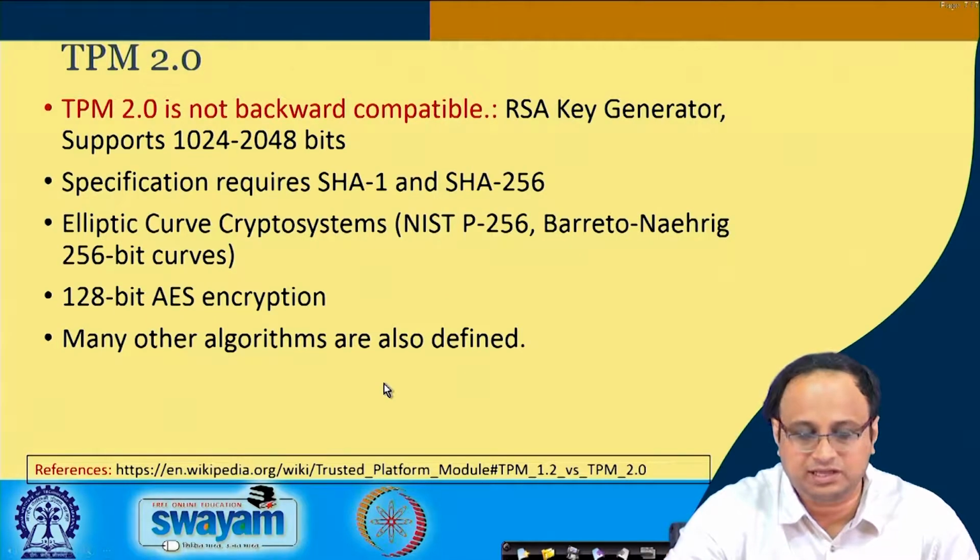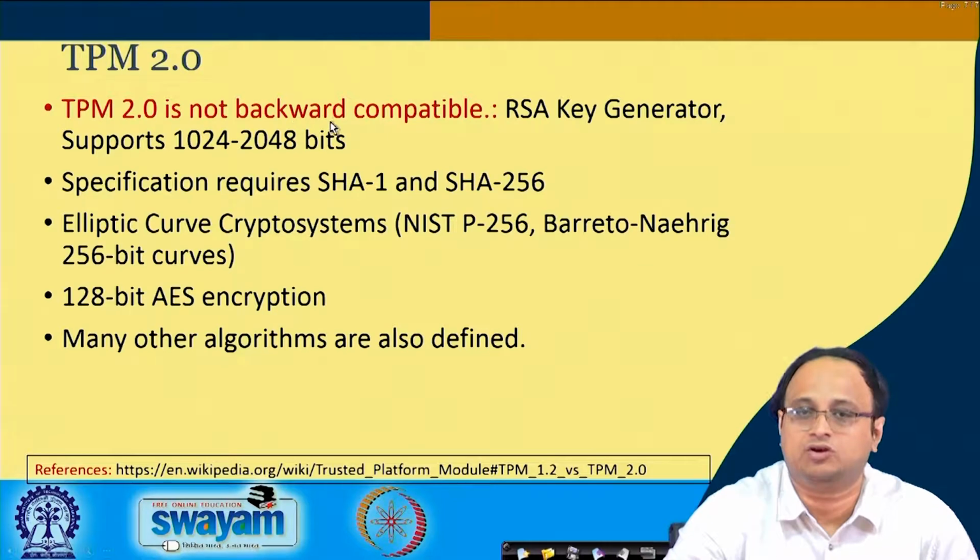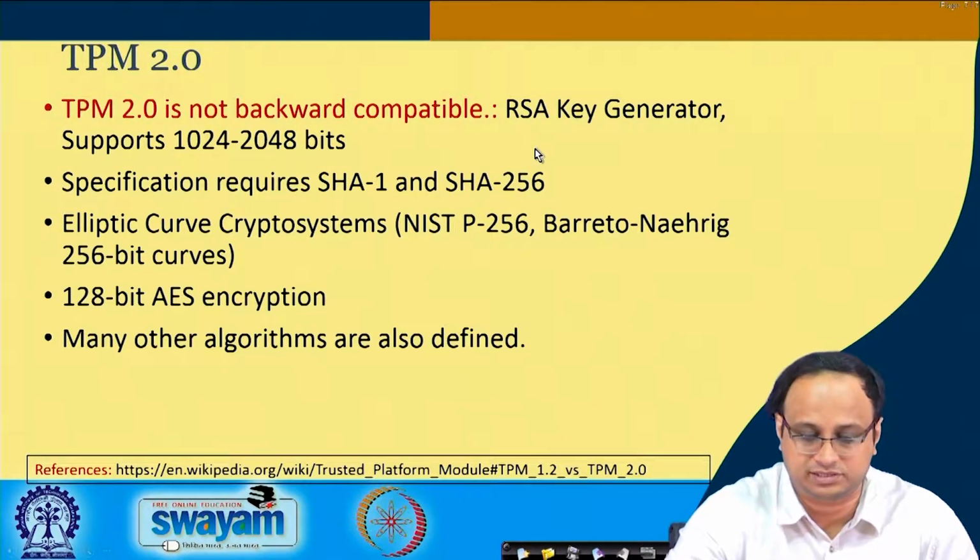Having said that, TPM is also upgrading. The one I told you about before was TPM 1.2, which is getting upgraded into TPM 2.0. Note that TPM 2.0 is not backward compatible, but it comes with many other algorithms. For example, it supports not only RSA, but also elliptic curve cryptosystems, such as NIST P256 and Barreto-Naehrig curves. These are different forms of curves, some of which we will probably see in future classes. As I mentioned in the previous class, elliptic curve crypto is a very popular and efficient way of developing public key cryptography, and TPM 2.0 also supports ECC.